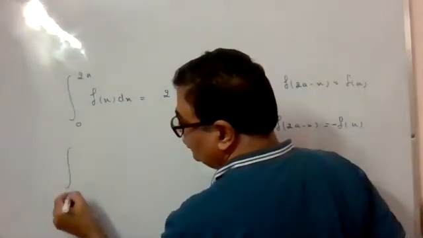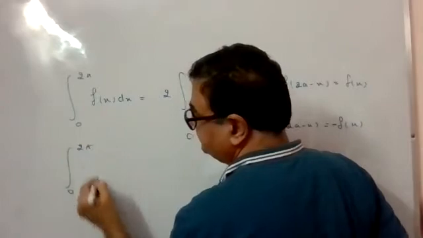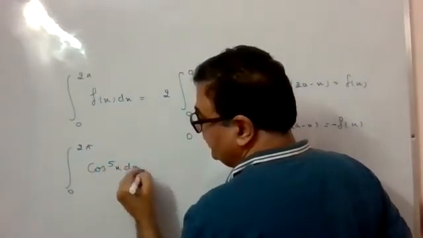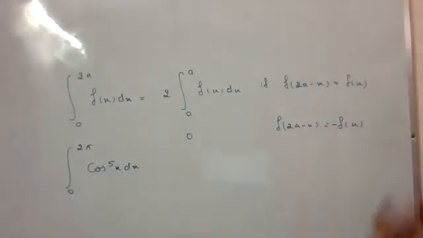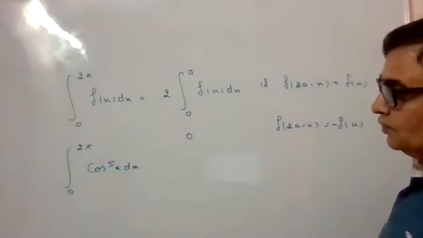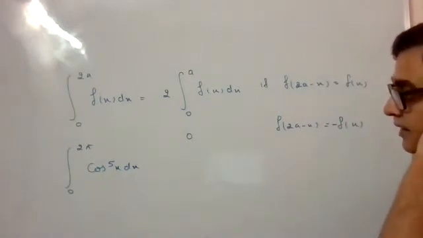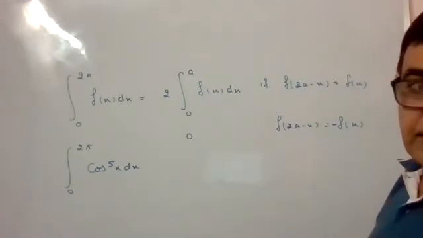Question is the integral 0 to 2 pi of cos power 5x dx. Cos power 5x dx. Now how to start this question?